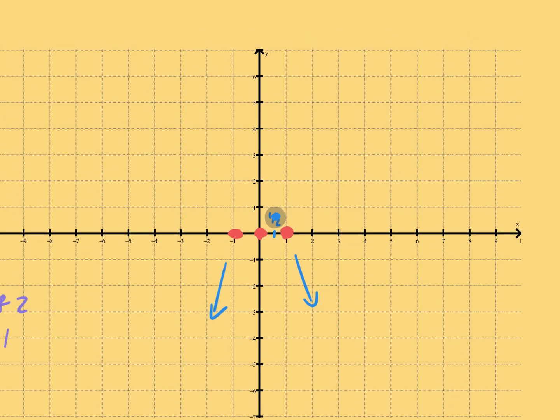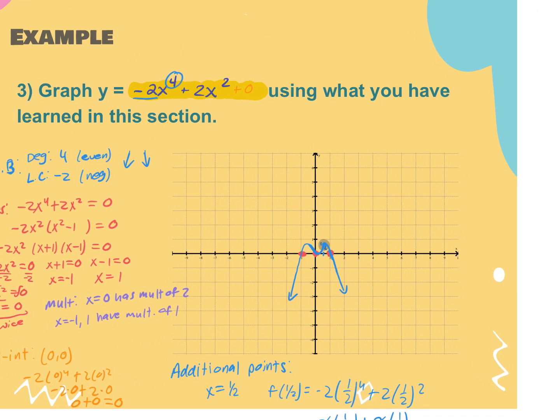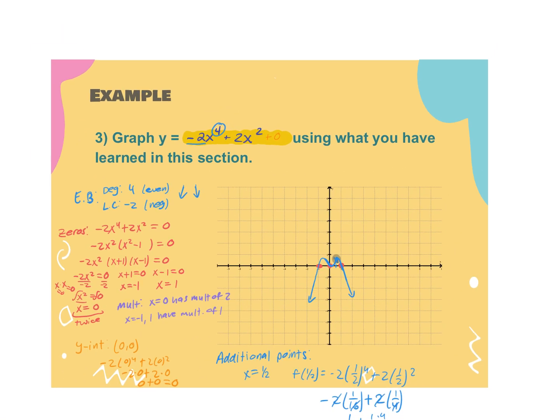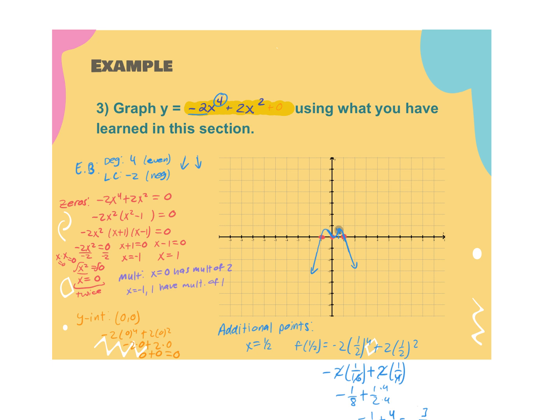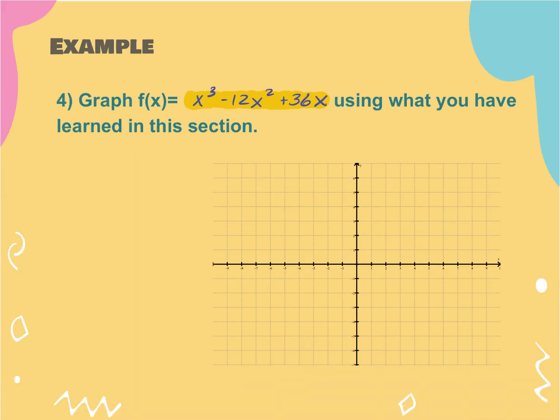Let's start crossing. We know it's going to cross at -1 because it has a multiplicity of 1. It's going to touch and bounce at 0, and it's going to cross at 1. So that touch and bounce, it's not going to cross. It's going to look something like that. But we know it also crosses at 1, so our graph is going to look something like that. And if we want to be a little bit more accurate, we would pick additional points. But this should be enough. We just want to know what the general shape of it looks like.